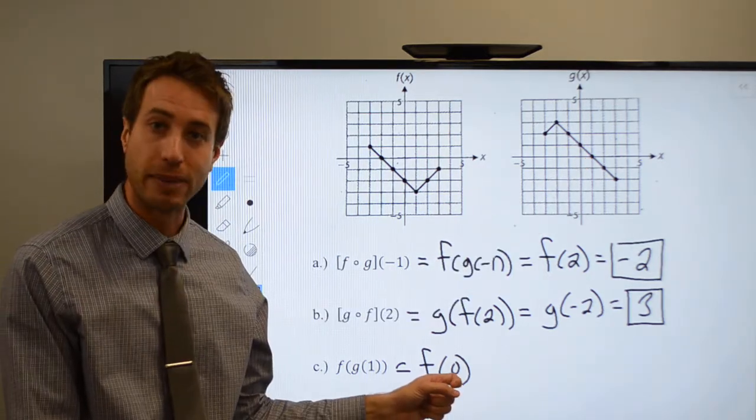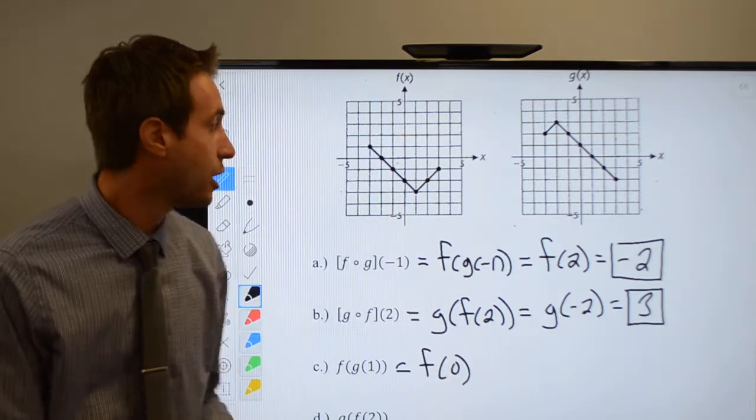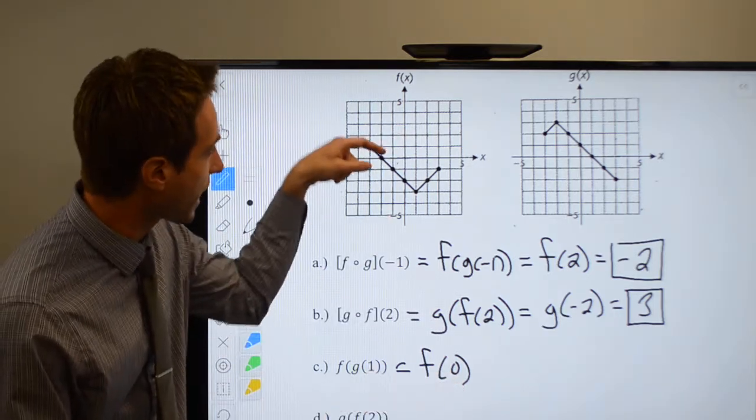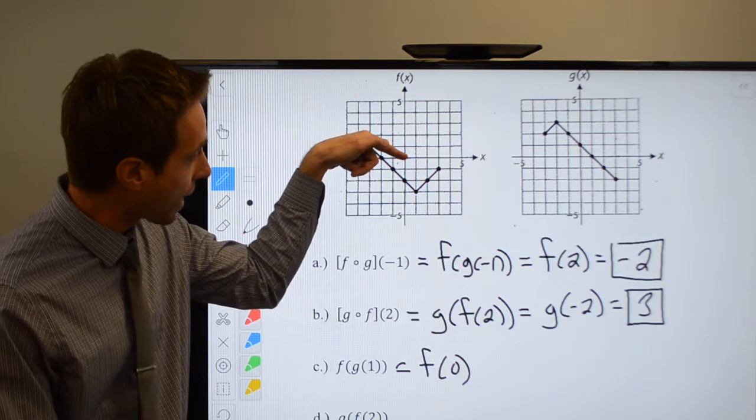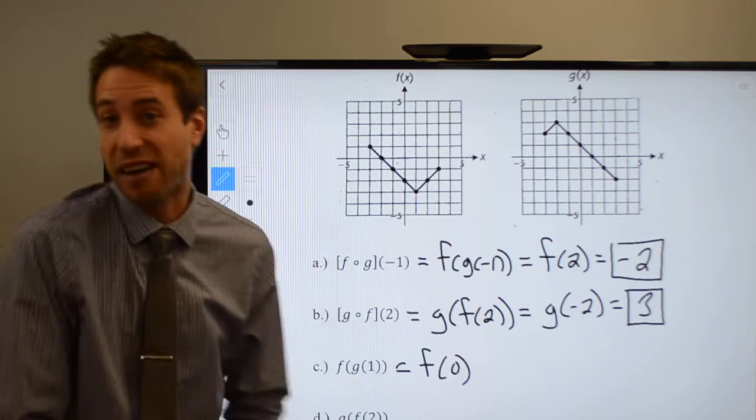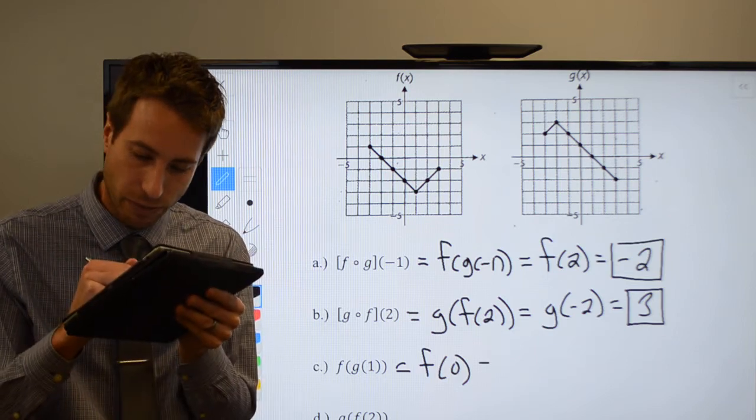Now I plug that domain value into f. So I find 0 on the x-axis, which is right there at the origin. And what does f give me back? Well, f gives me back a -2.